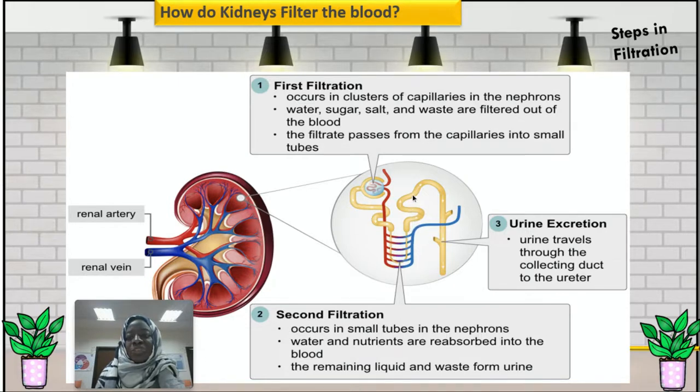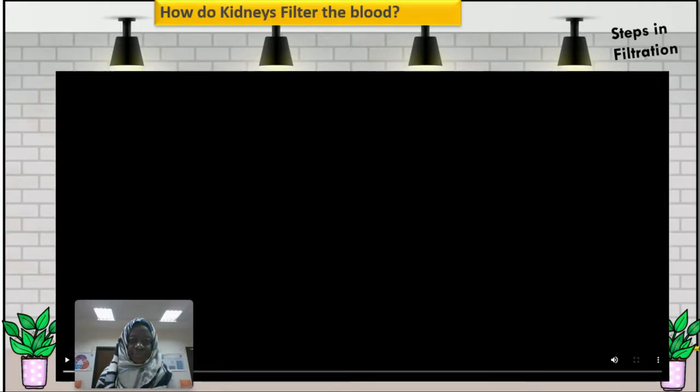The urine will then travel into what is called the collecting duct. From the collecting duct, the urine will enter the ureter. And then remember, after it enters the ureter, it can pass to the bladder. From the bladder, it passes to the urethra. And then from the urethra, it can be passed out of the body.